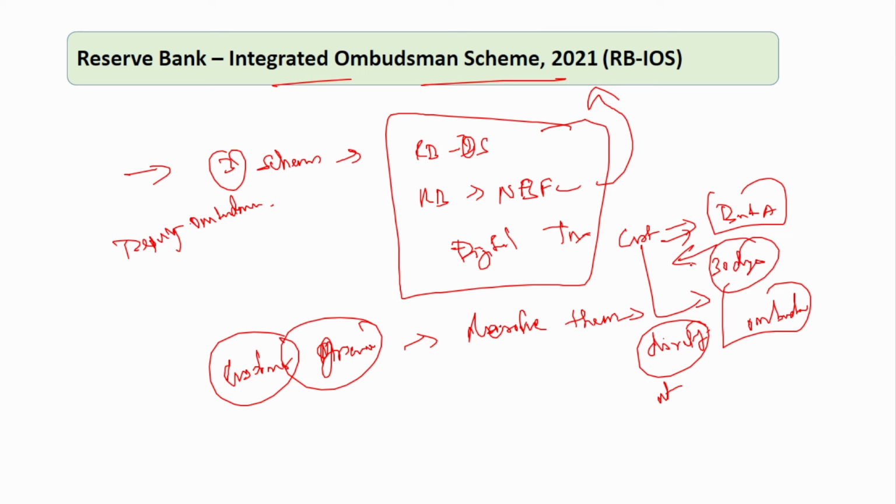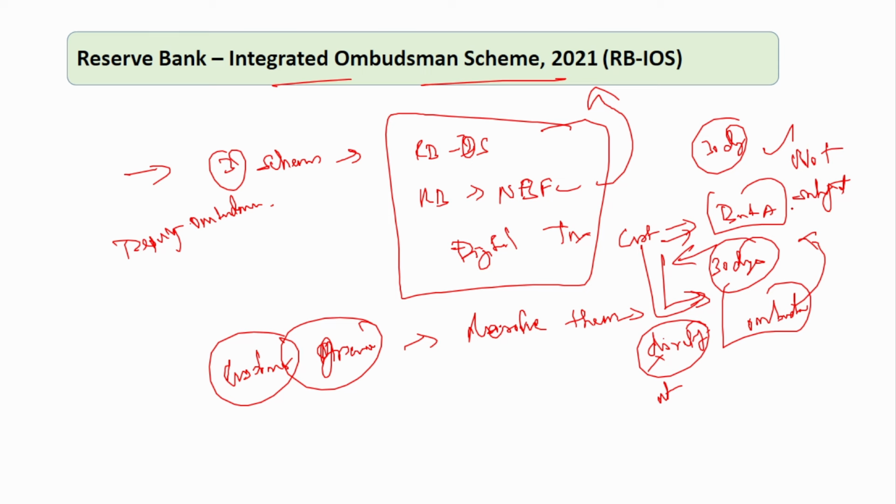Suppose the bank hasn't replied to you within 30 days, or the bank has replied within 30 days but you are not satisfied with the bank's reply, then only can you come to me. If you come to me directly, I will reject your complaint. So basically, if customers are not happy with the regulated entity's service, and they have raised the complaint with the regulated entity but still have not got a reply, or have not got a satisfactory reply, then they can approach the ombudsman, and the ombudsman looks into the grievance, approaches the banks, and solves the issue. This is the prime purpose of the ombudsman.